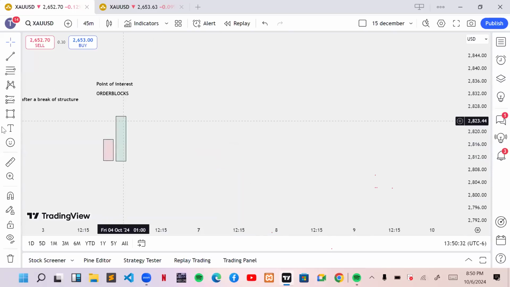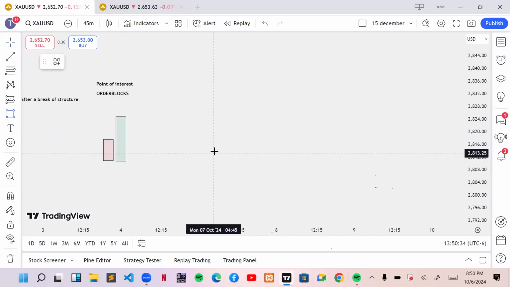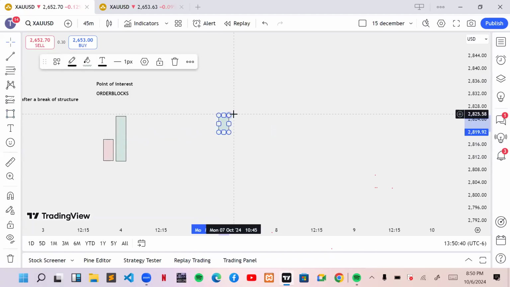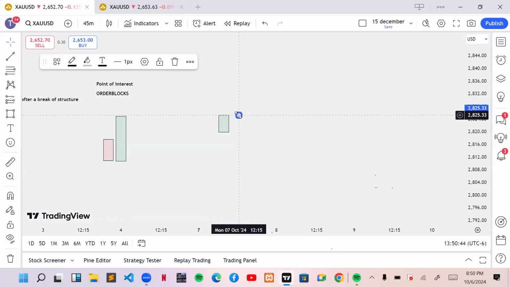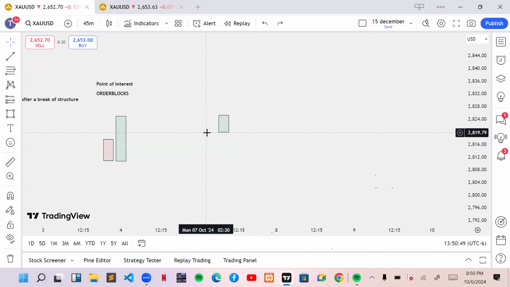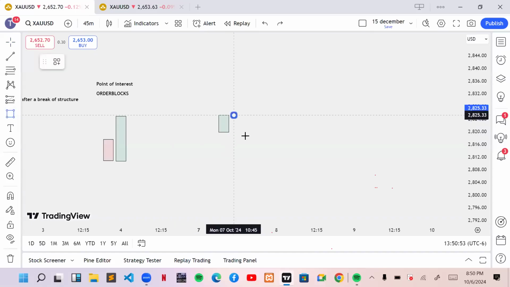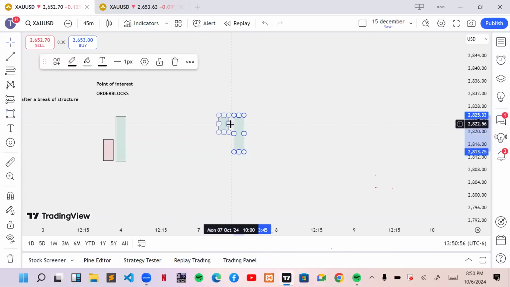And then a bearish order block is, you will see a bullish candle, then you will see a bearish one engulf it. So this is the bullish candle, for example, and then you see another bearish candle engulf it. So that is what a bearish order block looks like. A bearish one. So a bullish order block, a bearish order block.